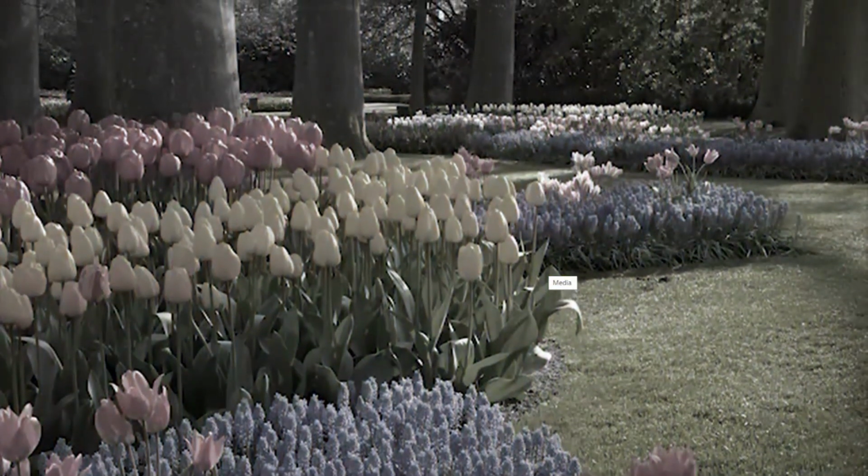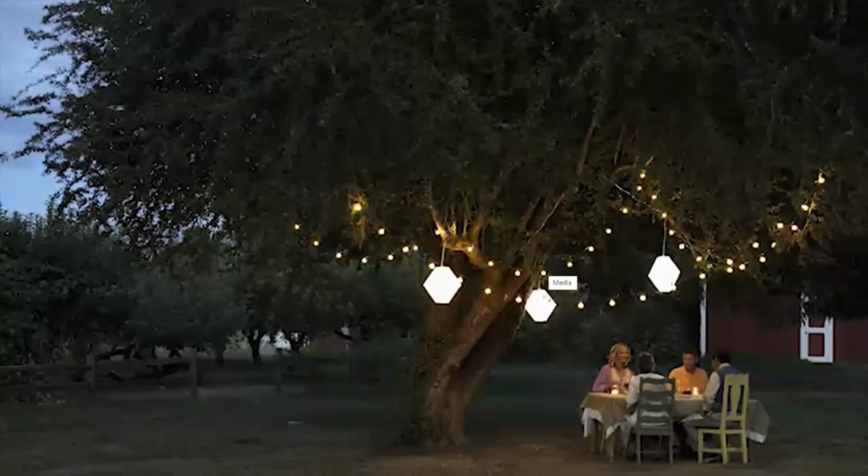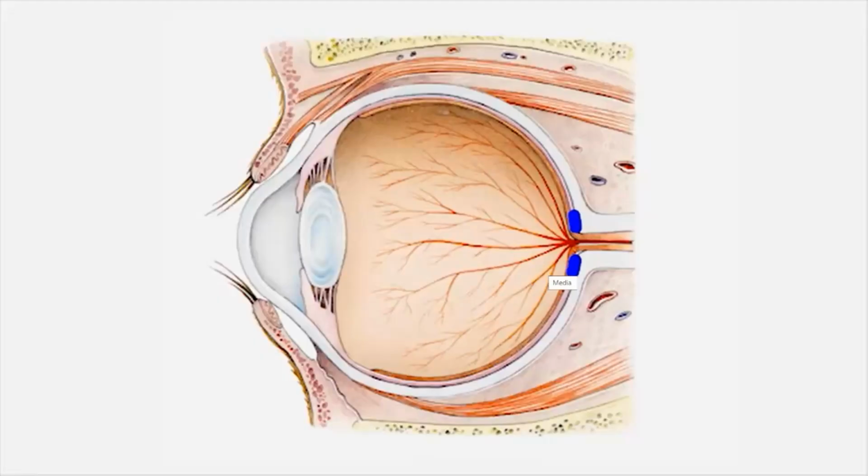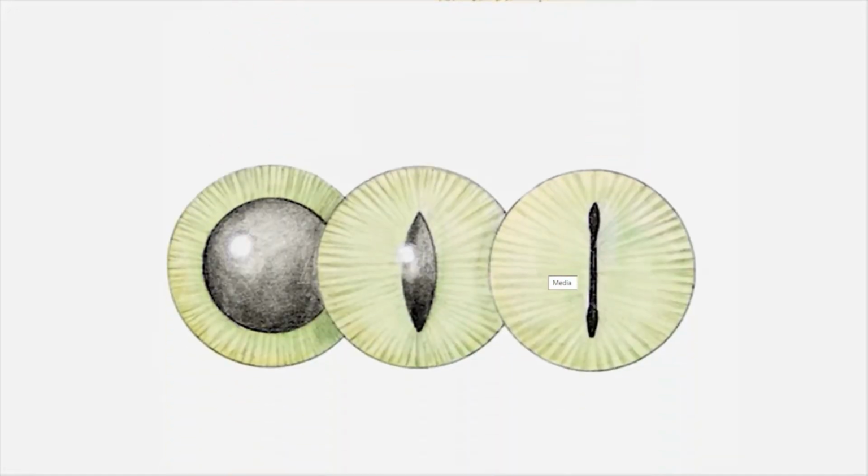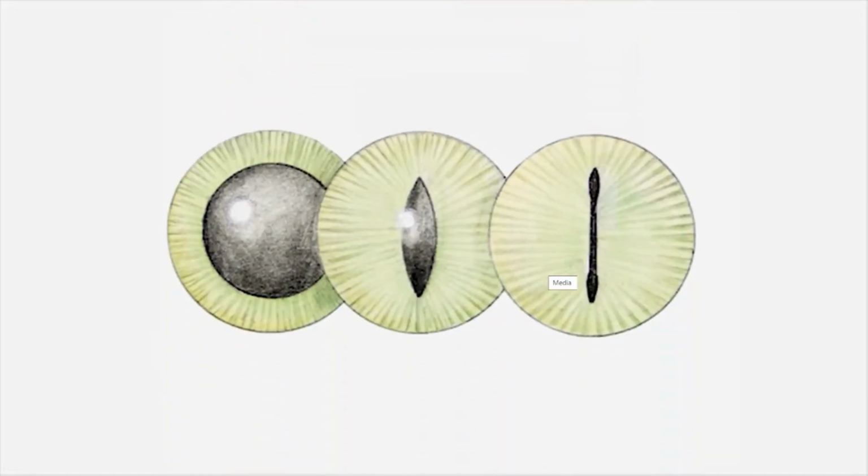Most of the colors they see are muted and dull, but they have very strong night vision. Cats have an extra layer of tissue in their eyes and have larger pupils than humans, helping them to see much better in dim light.